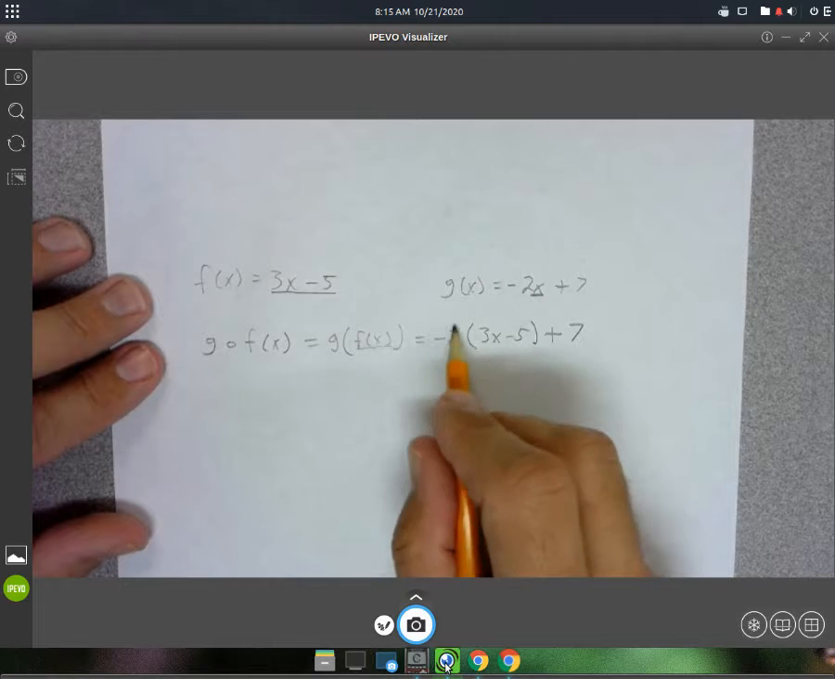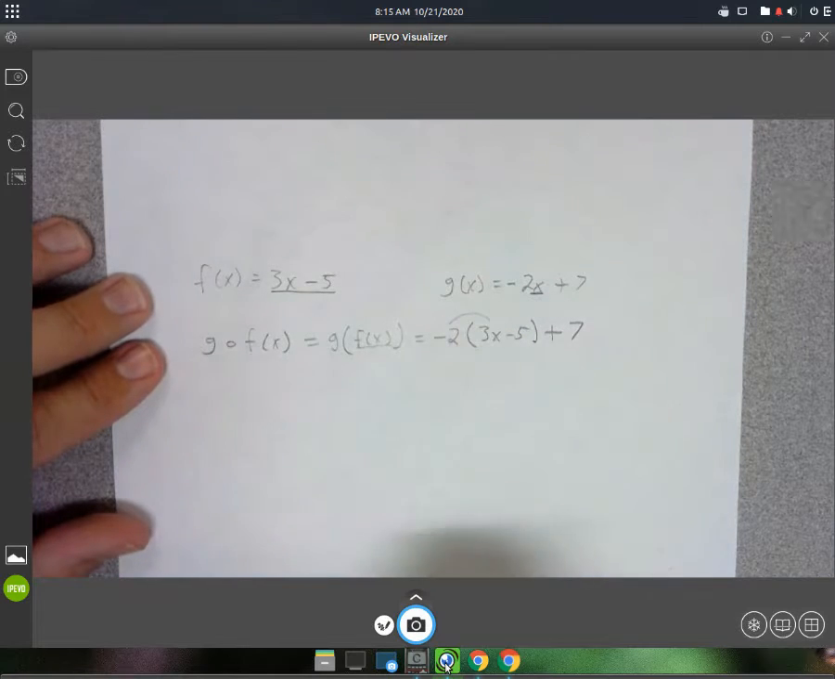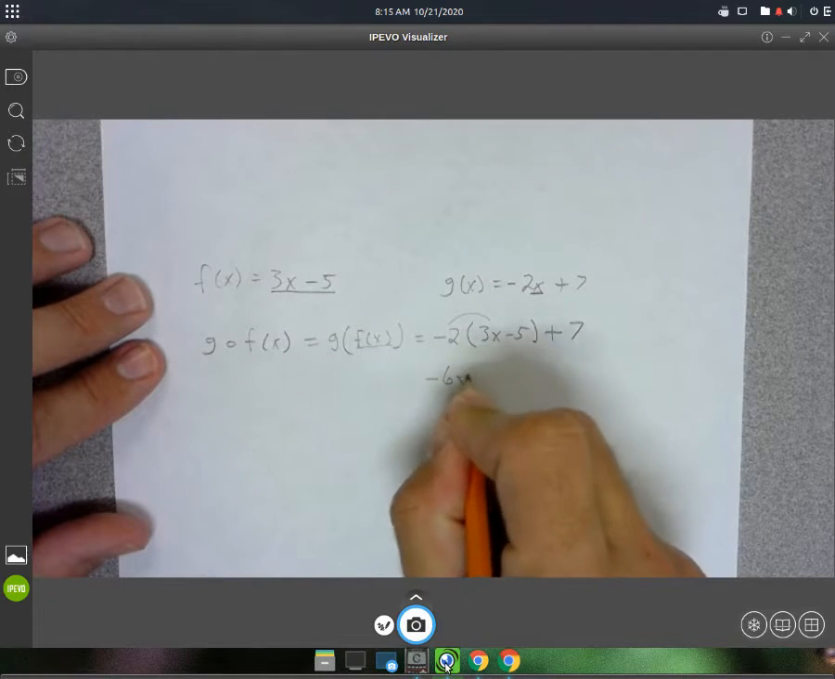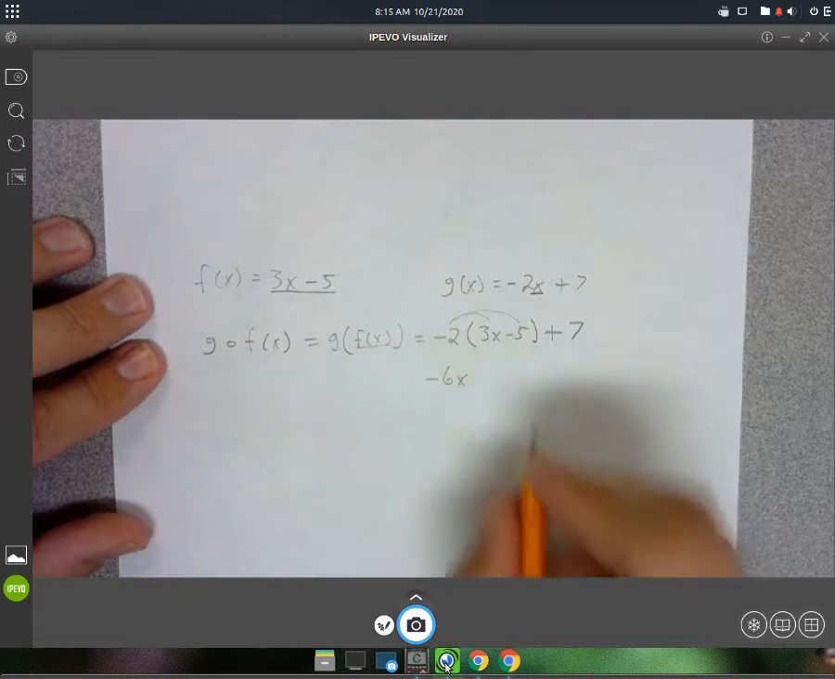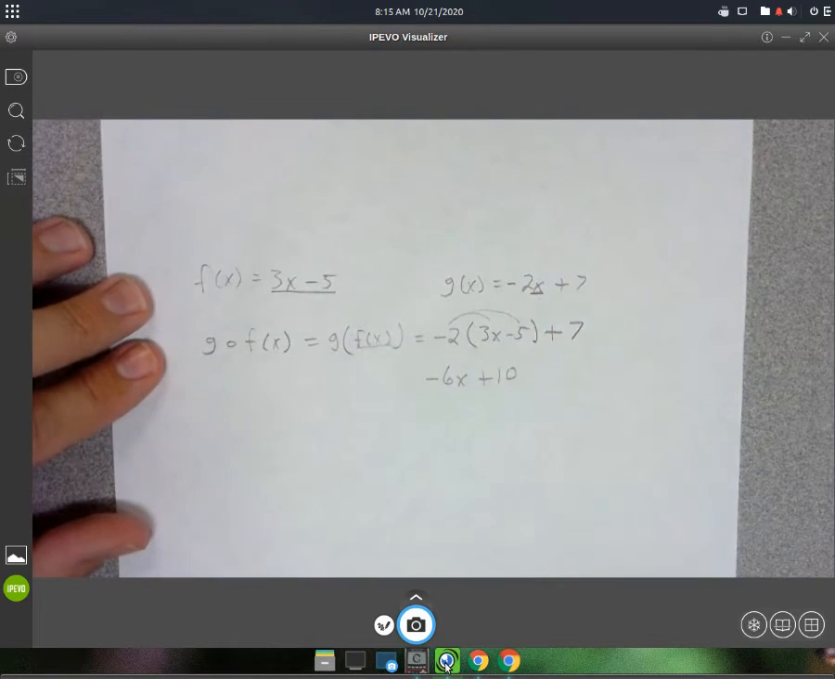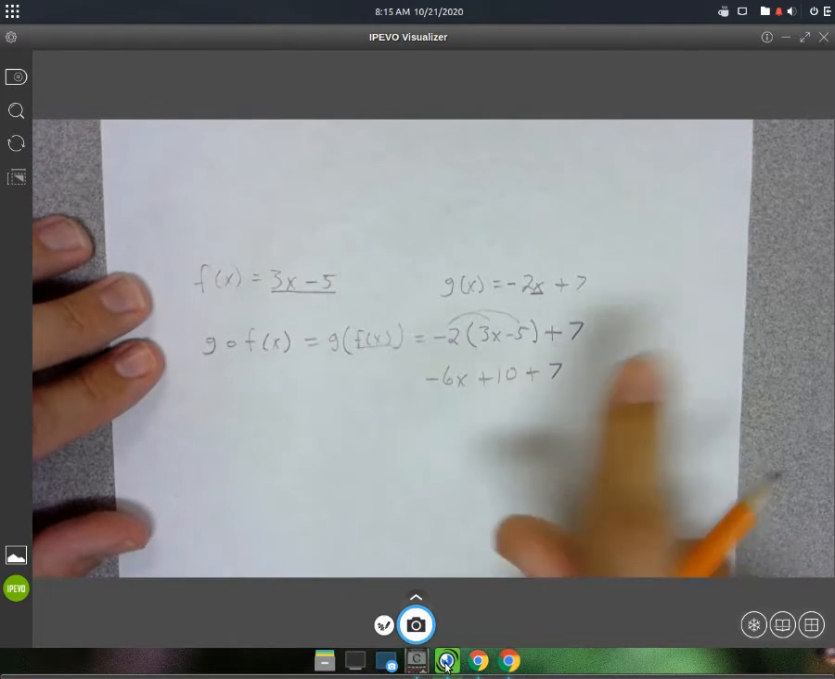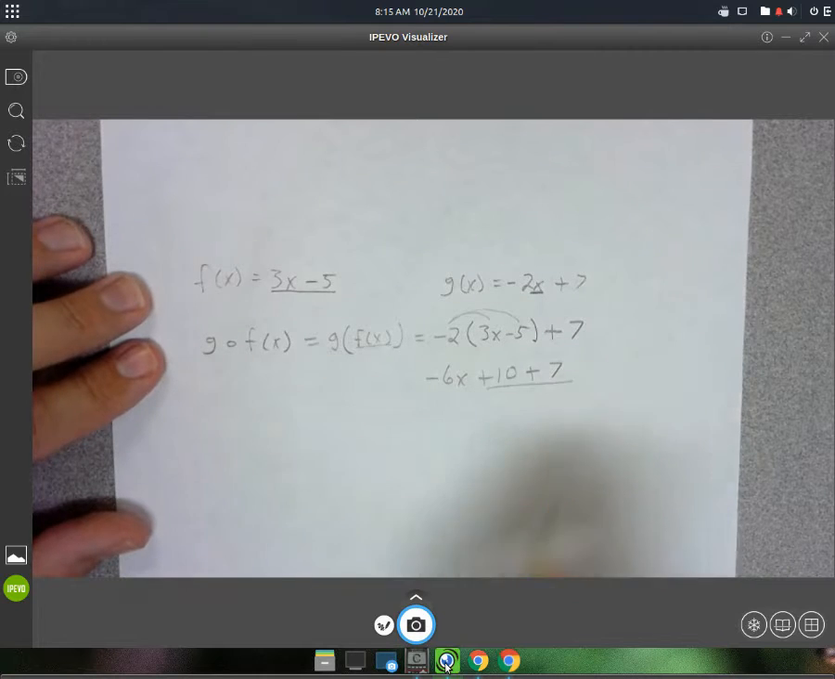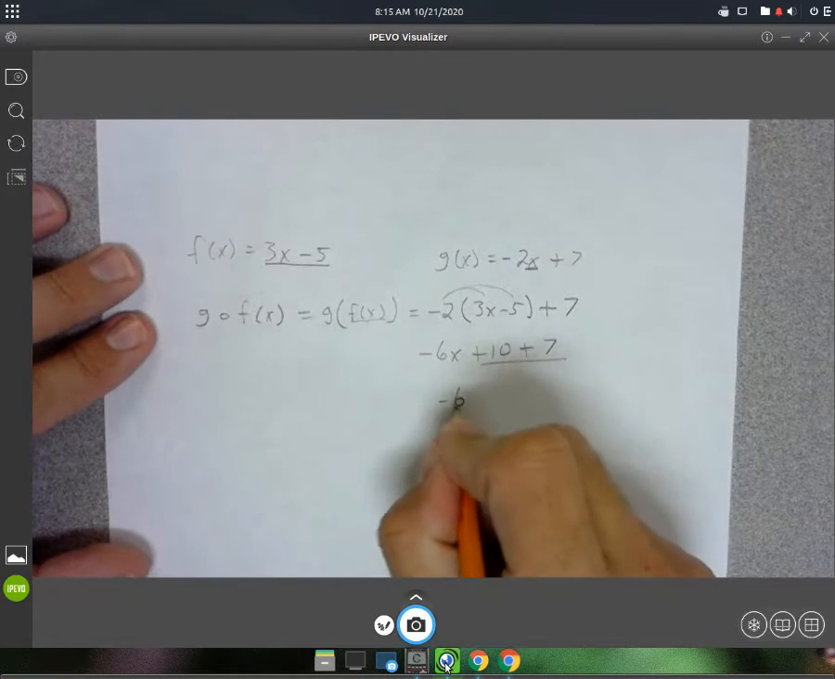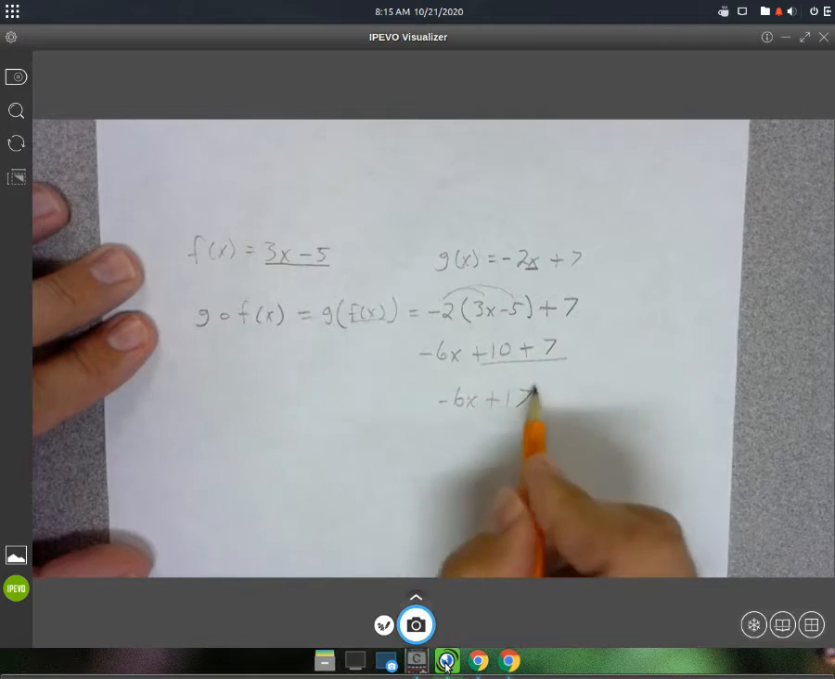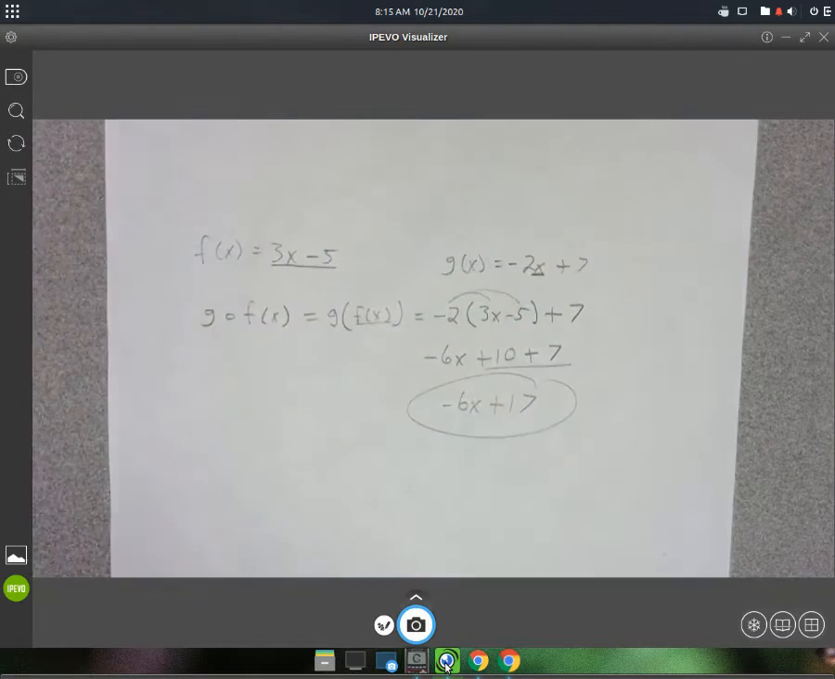What you do is distribute the negative 2. So this becomes negative 6x, and then negative 2 times the negative 5 is plus 10, and then plus the 7, and then just combine those two, and you'll get negative 6x plus 17. All right?